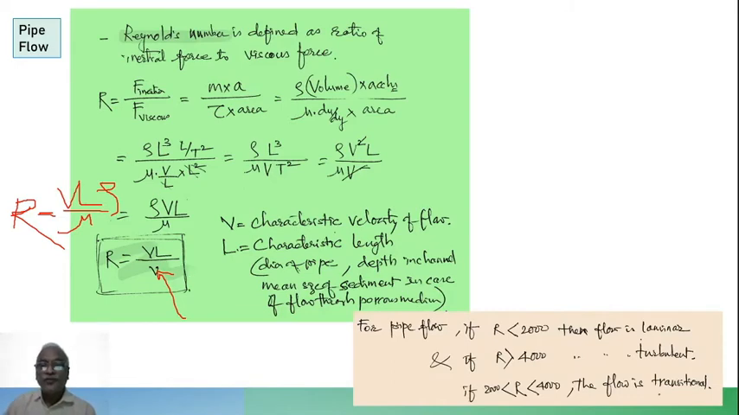Now for pipe flow, you can just see here, if the Reynolds number, if this ratio is less than 2000, less means what?